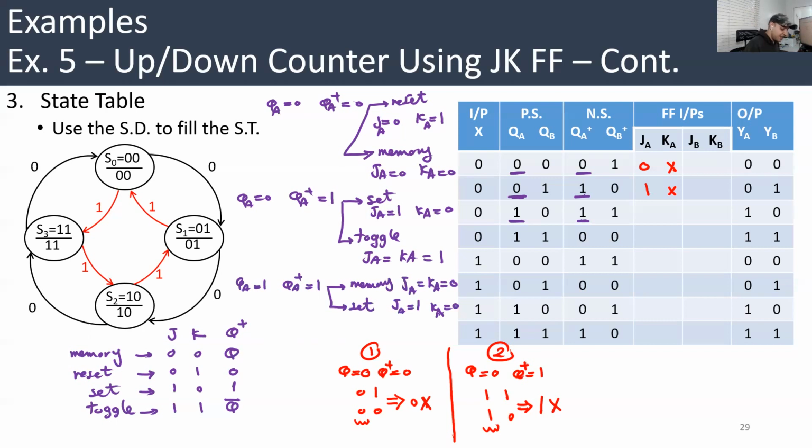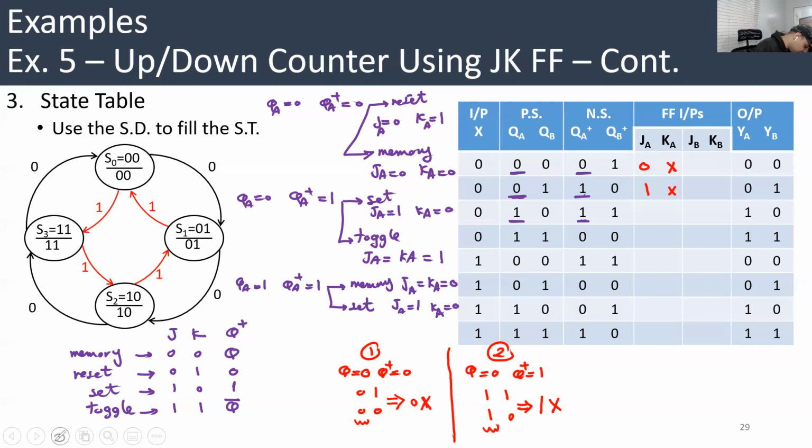And again, both the same. Example: assume J is equal to 0, K is equal to 0, Q is equal to 1. When the clock edge comes, it's a memory. So the same Q will be copied to Q plus. When J is 1, K is 0, and Q is 1, clock edge comes. This is a set. Whatever Q is, Q plus will be 1.